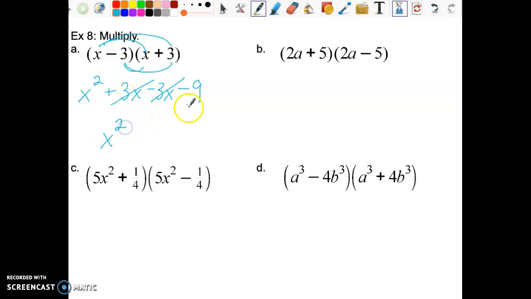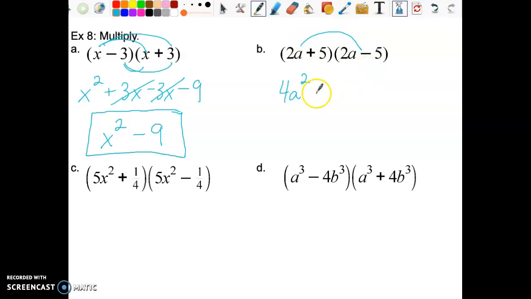You could write plus 0x in between, but 0 times anything is 0. And adding 0 is not going to change the value of it. So again, instead of teaching you that shortcut, I think it's beneficial for you to actually see that the outside is minus 10a, the inside is plus 10a, and then the last term would be minus 25. Well, there's no point in writing plus 0a in between. So here's your final answer on letter B.